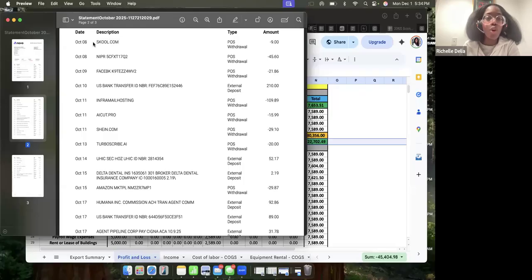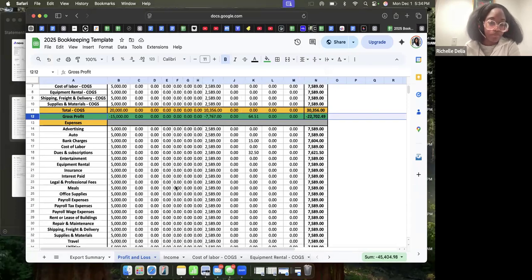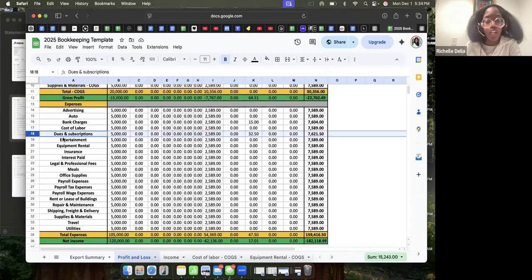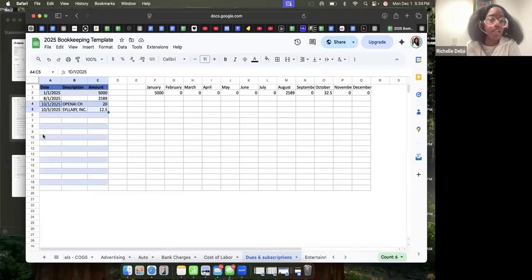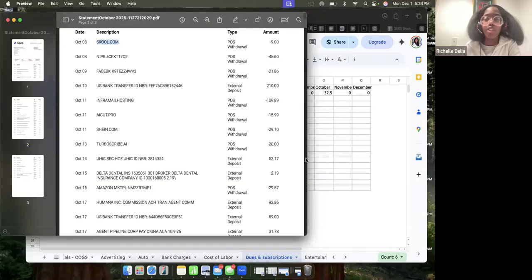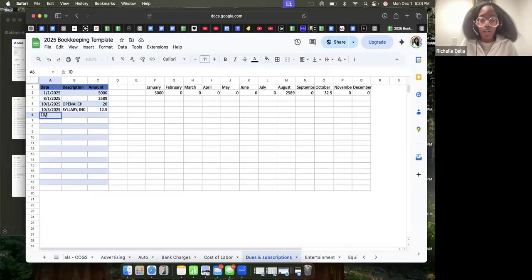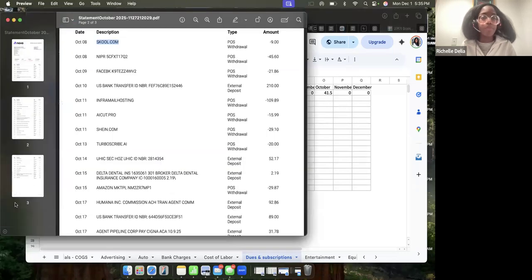So I have an expense from School on October 8th for $9. School is an online platform that you pay to host a community. So I would consider that a due or a subscription, an online subscription. So I'm going to put that here under dues and subscriptions. I just scrolled over to that. And that occurred on October 8th for the charge of $9. So October 8th, and that was $9. Okay. And here on the right-hand side, you'll see that October adjusted for the appropriate amount.